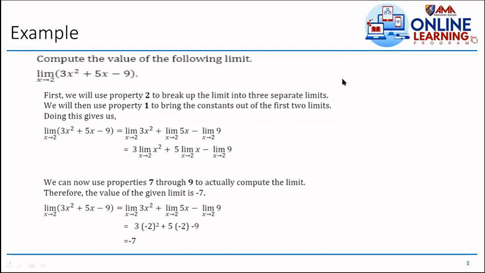Next example, no? Compute the value of the following limit. Okay? Limit 3x squared plus 5x minus 9 as x approaches to 2. So, tulad po ng ginawa natin sa example 1, 2, 3, didistribute natin siya dito. So, 3x squared plus limit 5x as x approaches to 2 minus limit 9 as x approaches to 2. So we have 3x squared. So plus 5 limit x minus limit 9 as x approaches to 2.